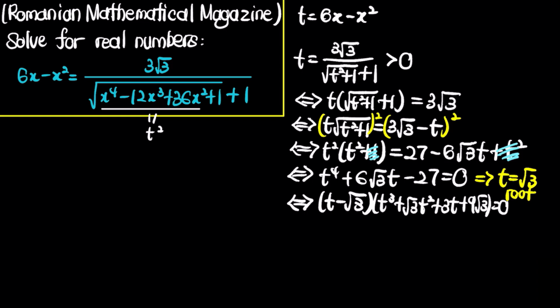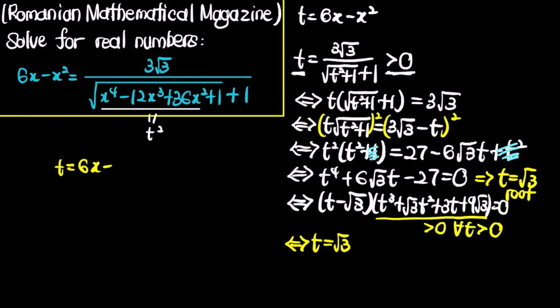And now recall that we know that t is greater than 0. So this shows that this expression is greater than 0 for all t being greater than 0. So this means that there is no extra root other than t is equal to square root of 3. So this holds if and only if t is equal to square root of 3. But what is t? Well, recall that t is equal to 6x minus x squared, and this is equal to square root of 3.